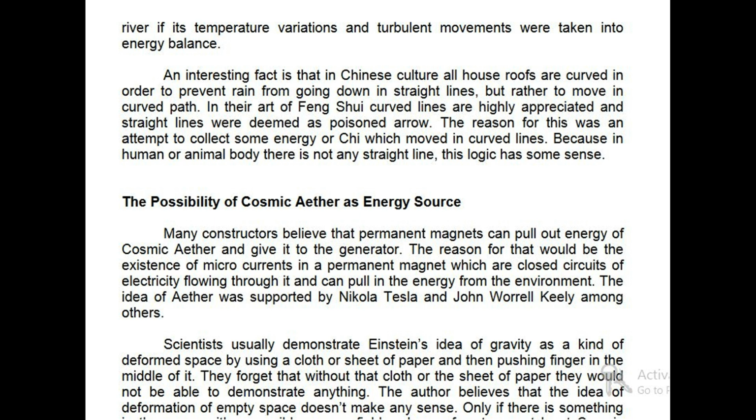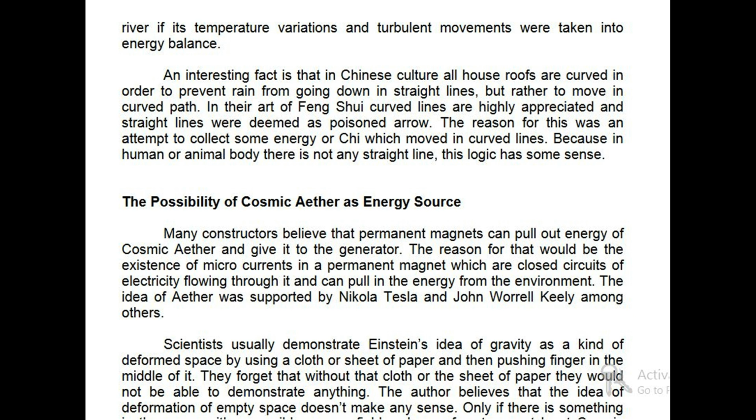The possibility of cosmic ether as an energy source. Many constructors believe that permanent magnets can pull out energy of cosmic ether and give it to the generator. The reason for that would be the existence of microcurrents in a permanent magnet, which are closed circuits of electricity flowing through it and can pull in the energy from the environment. The idea of ether was supported by Nikola Tesla and John Worrell Keely, among others.